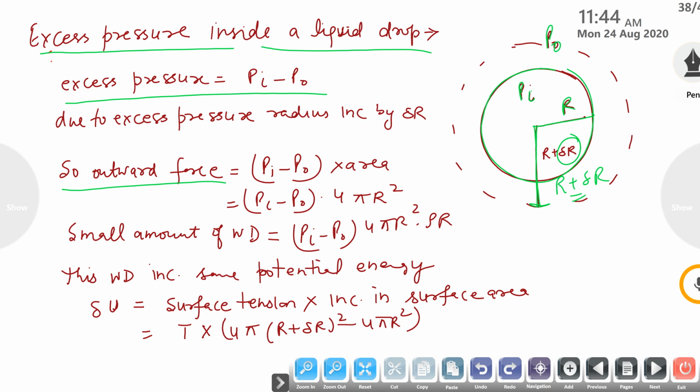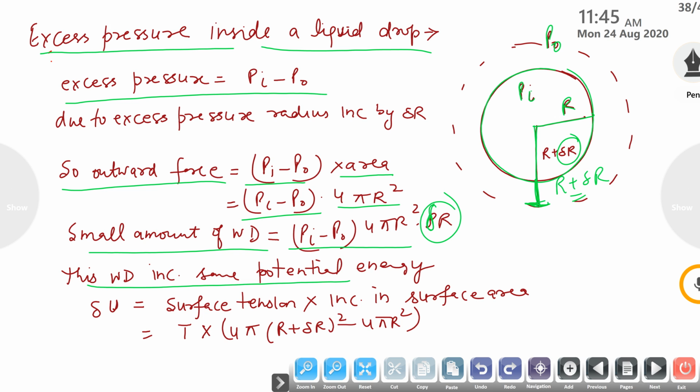Now the outward force. Force is your pressure into area. Pressure is this, area is 4 pi r square. Now the small amount of work done. How do you find the work done? This is your force and this is the distance that we have moved in the outward direction, that is del R. Now this work done is stored in the form of potential energy. So the change in potential energy is given by surface tension into increase in area.